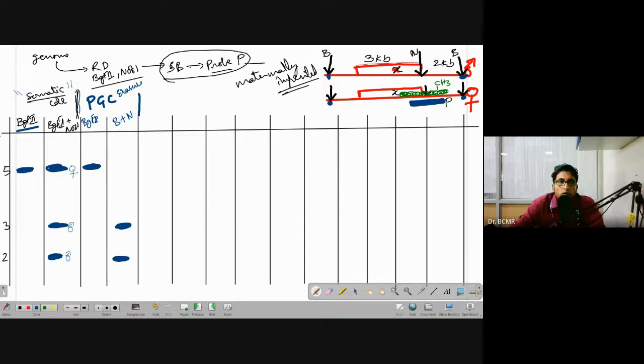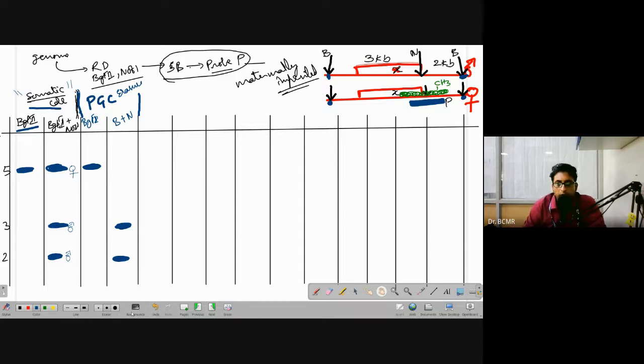Okay. I want you to notice the difference between somatic cells and primordial germ cells when we added BGL2 plus NOT1. What is the difference here? In somatic cells you got a 5 kb fragment, and 3 and 2. Whereas in primordial germ cells, you only get 3 and 2, and there is no 5 kb fragment, because during primordial germ cells there is erasure of imprints and both the alleles would have been cut and 2 and 3 kb fragments would come up.